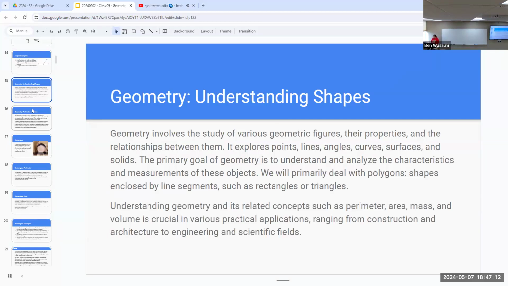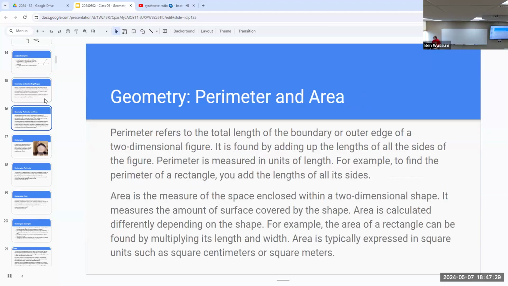Understanding geometry and its related concepts such as perimeter, area, mass, and volume is crucial in various practical applications ranging from construction and architecture to engineering and scientific fields. Good stuff. Let's start off with perimeter and area.